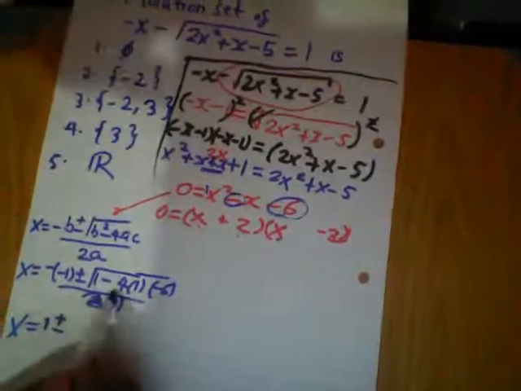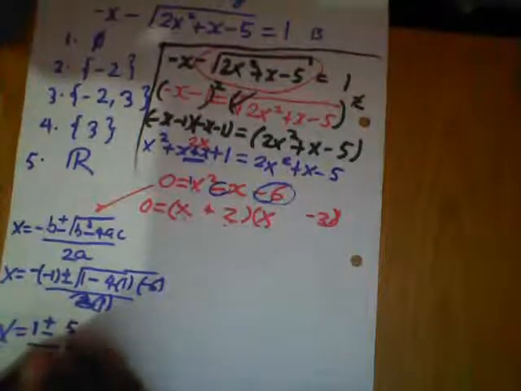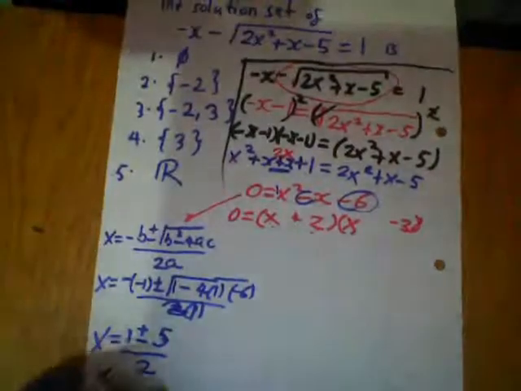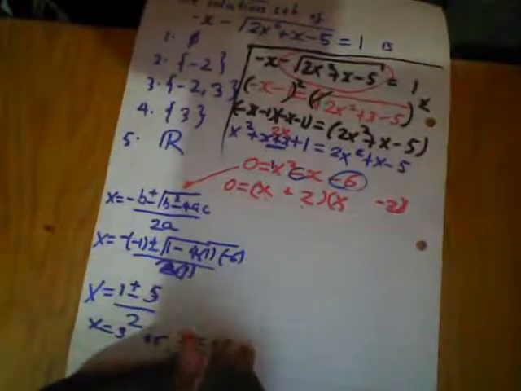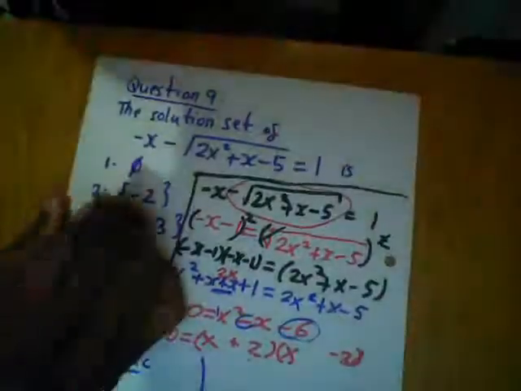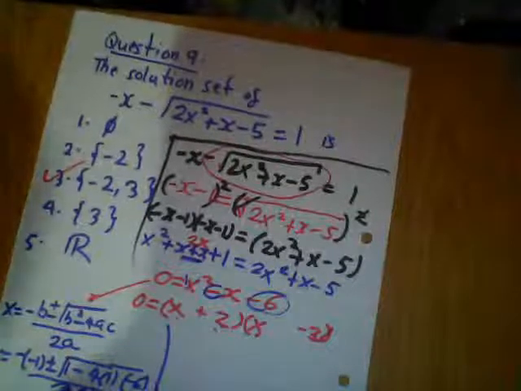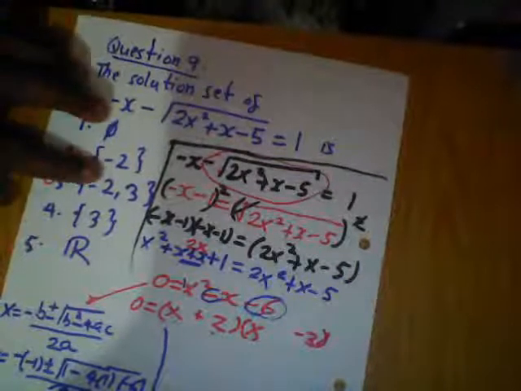So x equal to 1 plus or minus. Negative, negative, positive: 24 positive plus 1, 25. Square root of 25 equal to 5, over 2. So x equal to 1 plus 5 equal to 6, 6 over 2 equal to 3. So x equal to 3. Or 1 minus 5, negative 4, negative 4 divided by 2 equal to negative 2. So x equal to negative 2. So that could be your value of x, which is option 3. So my option is option 3. My value of x equal to negative 2 and 3.